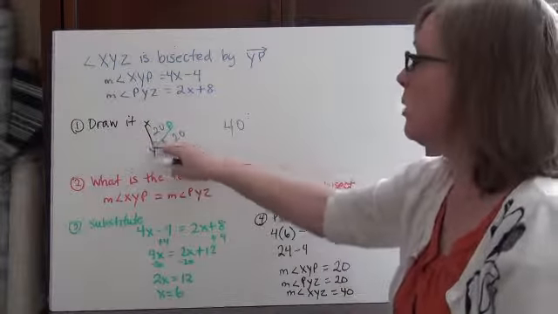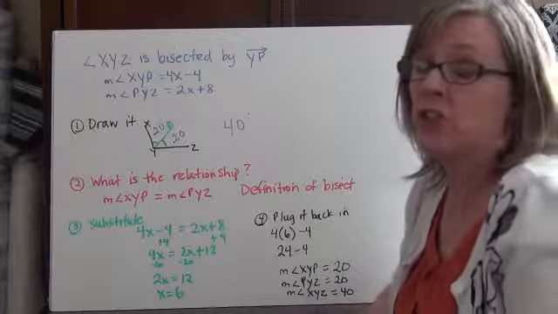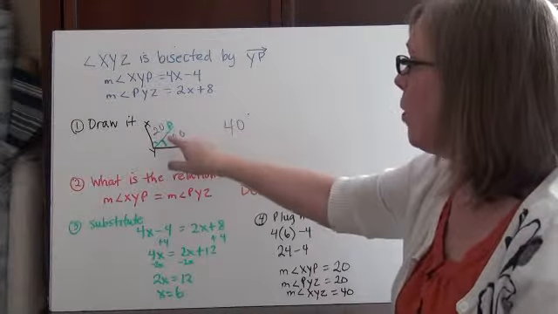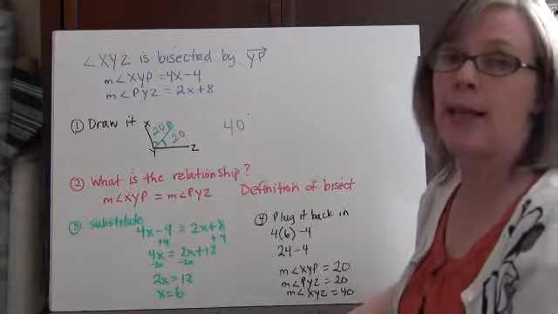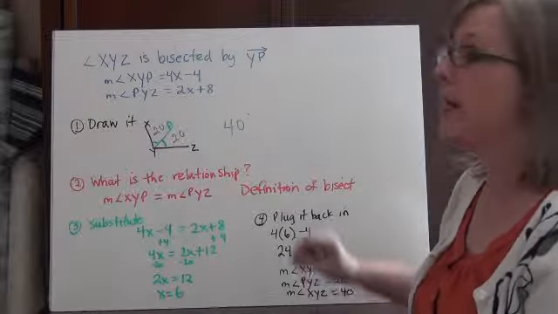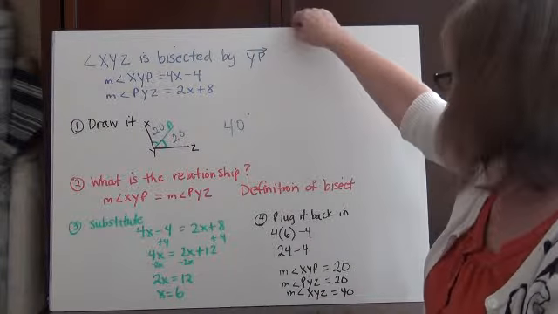Okay? Now you can see I drew an obtuse angle in my original picture because I didn't know what they measured. It doesn't matter. As long as I know that the two parts together are congruent and they make up the whole. So this is what the whole angle measures. This is what each part measures. Pay attention to what kind of problem they ask you.